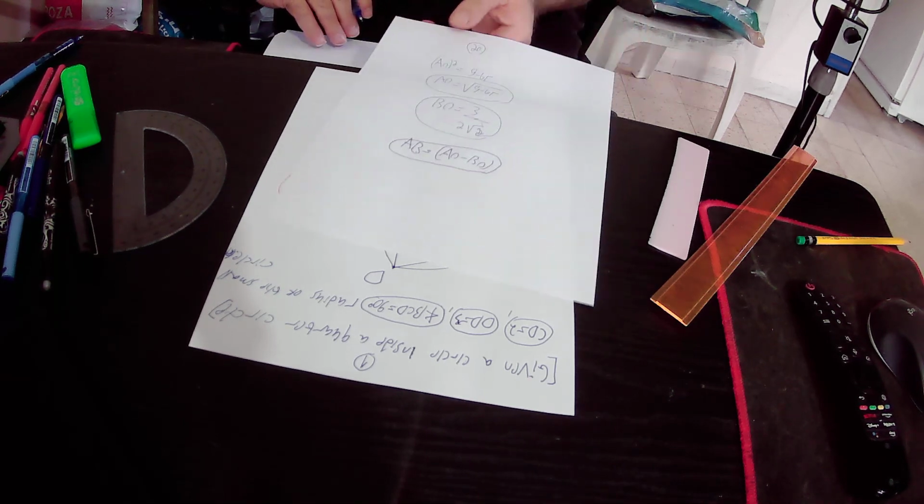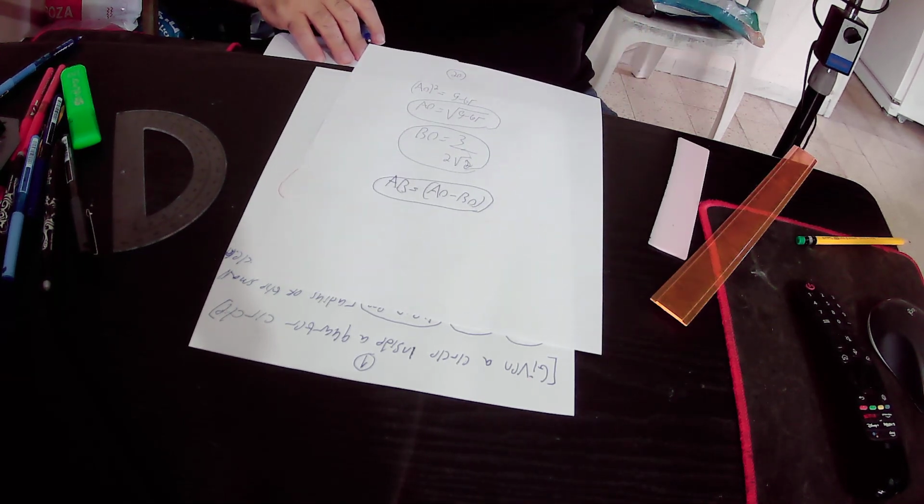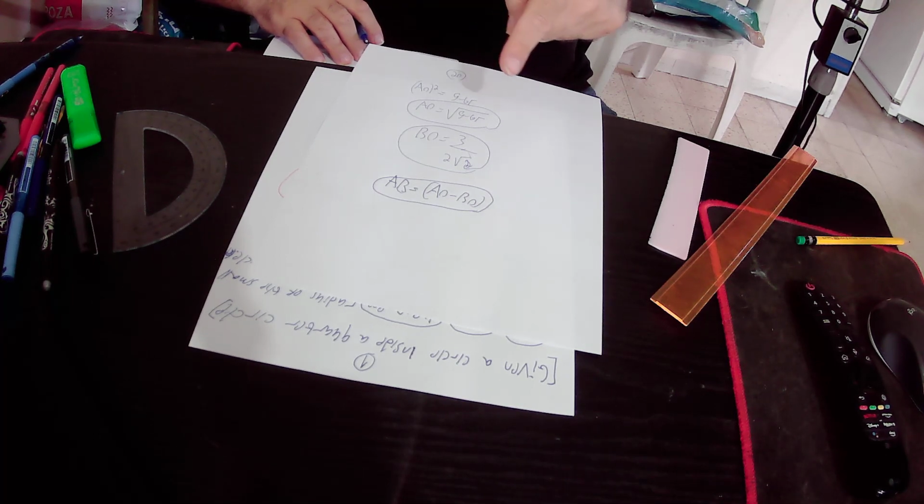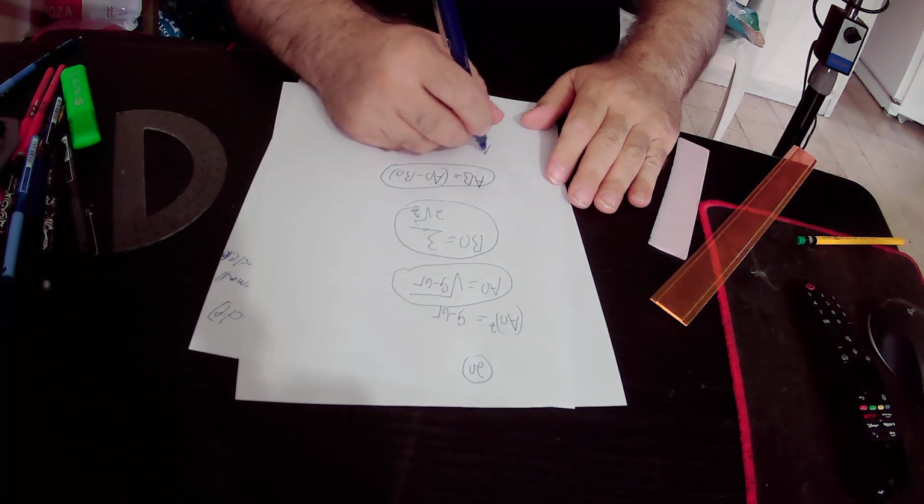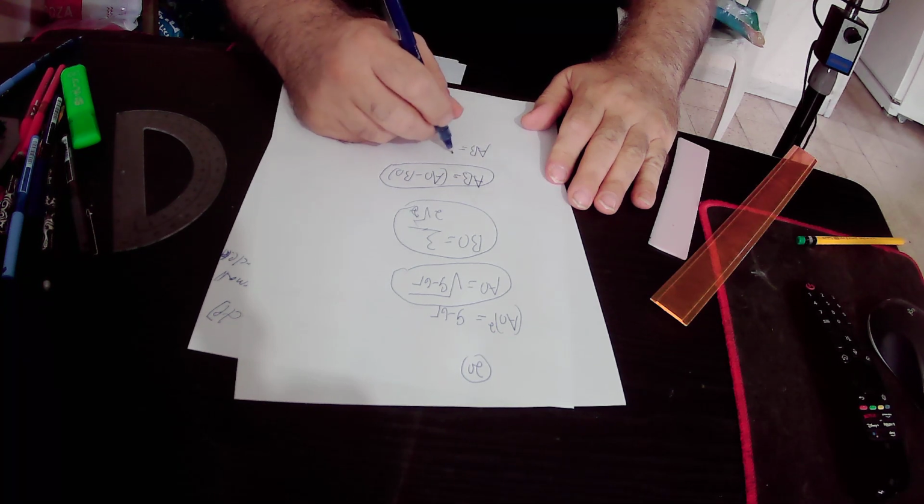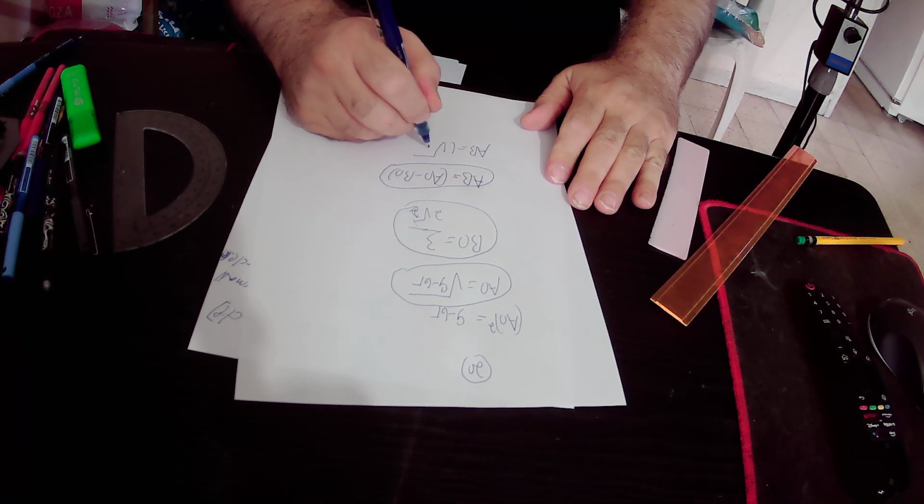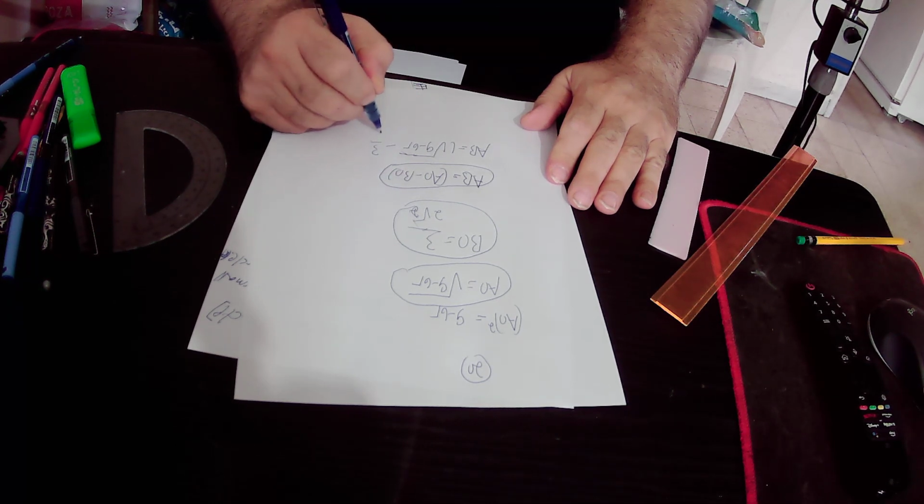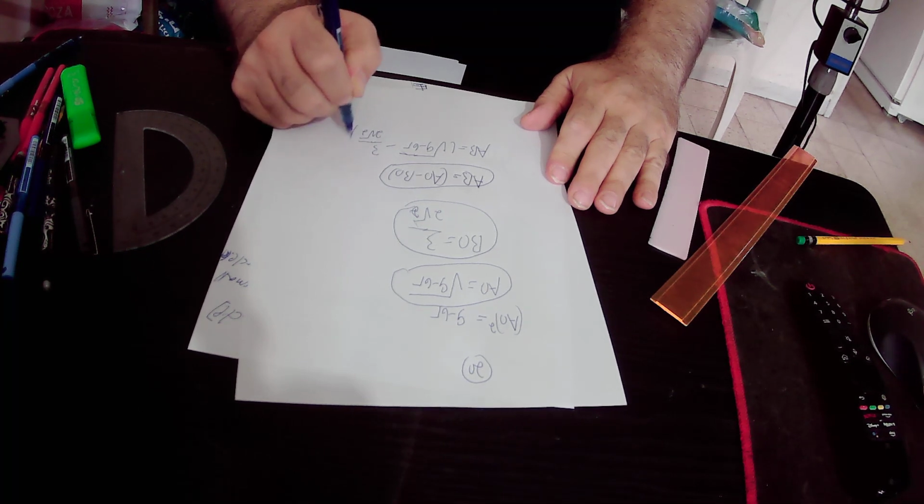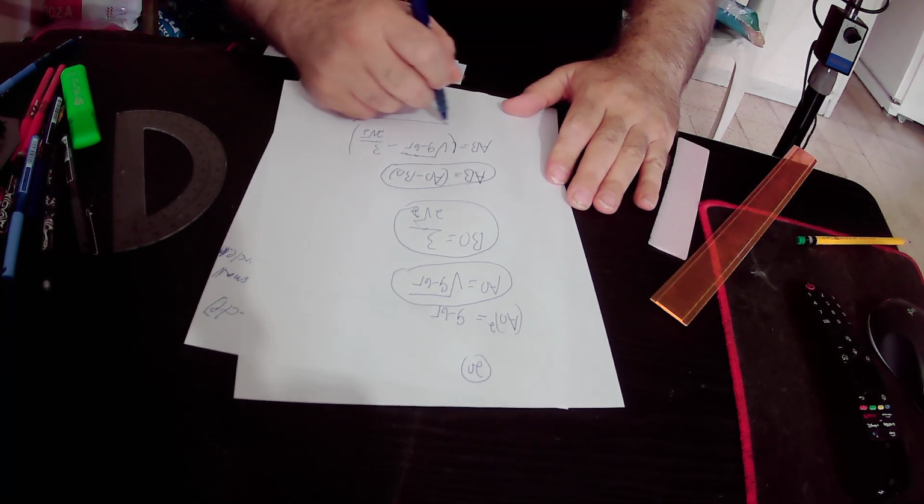Okay, AB equals AO minus BO. We have already found the values of AO and BO, so we will substitute AO by its value and BO by its value, and we will get that AB equals AO, which is the root of 9 minus 6r, minus BO, and BO equals 3 over 2 times root 2. So we found the value of AB.